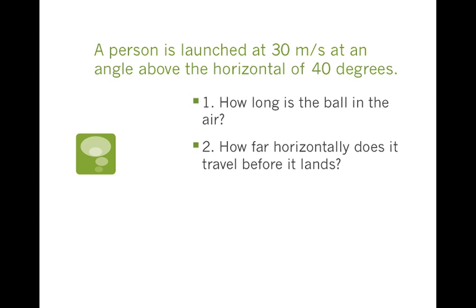So again, we have to split this one up into my horizontal and vertical. My initial velocities, we do sine and cosine. 40 sine times.